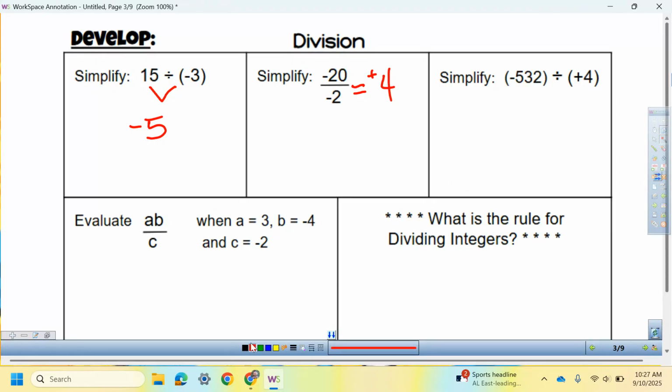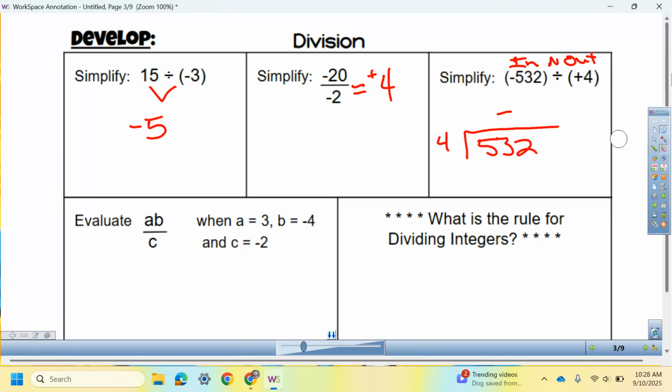Now, for our third one, I want you to try to think about it. What's the answer going to be, positive or negative? Well, a negative value divided by a positive, that's right, it's going to be a negative answer. So let's use our in and out and set up a little long division. 4 goes out. 532 goes in.